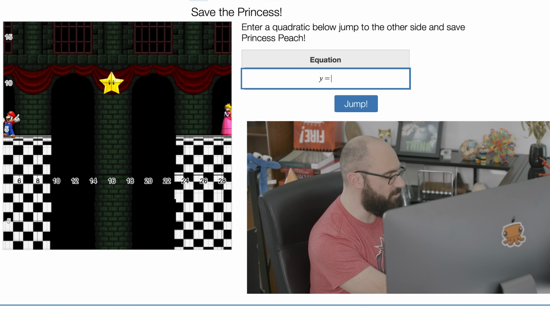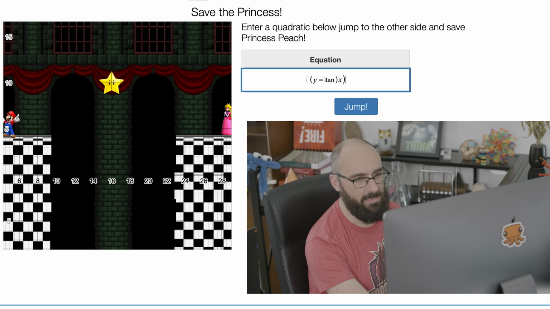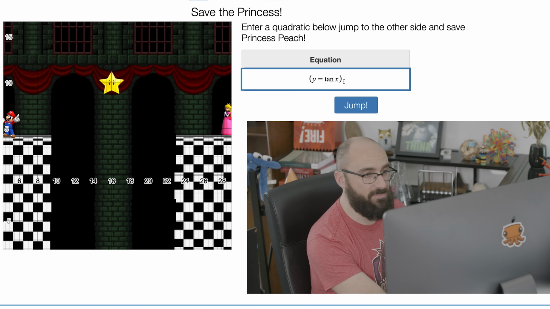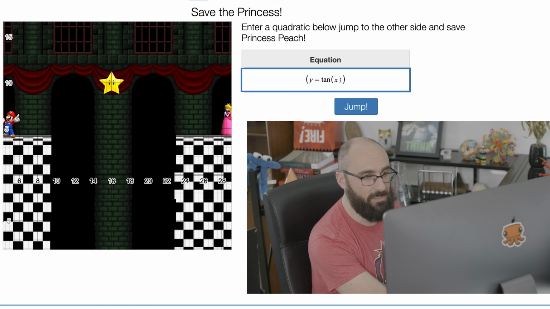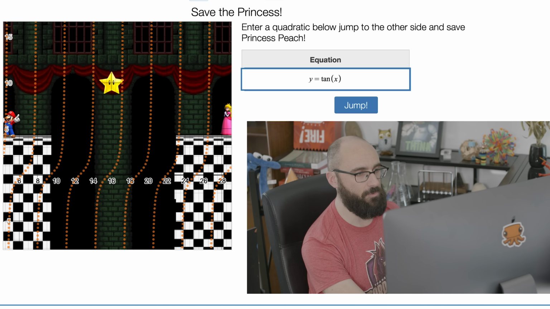Or do we? Let's try another weird function. By weird, I just mean not a quadratic. What if I do tangent of x? That's going to give me, ooh, I wrote this all wrong. Tangent of x. One thing that this helps you do is you really learn how to properly use notation, because you have to, and you see the results immediately.